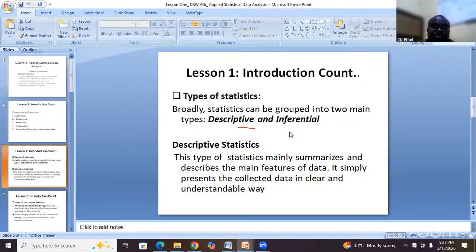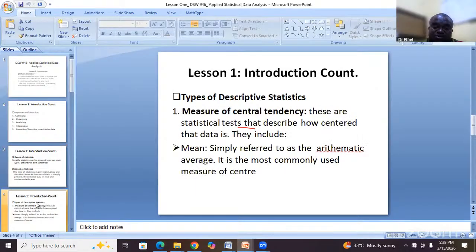So the descriptive statistics can also be classified into some groups. There are ones called measures of central tendency. They are used to describe how centered a data set is. And the tests in these measures of central tendency include the mean, the median, and the mode. I know you've heard all these things. Just to refresh your memory, so I can dive deeper into the main issue.